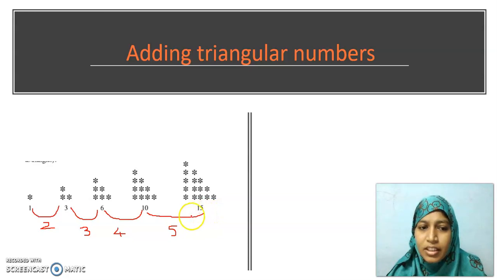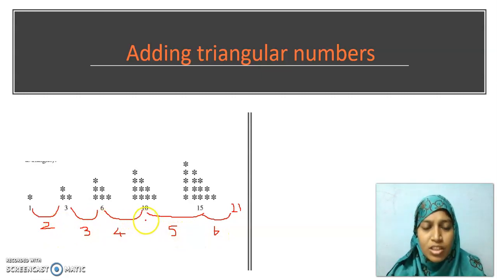Come on, guess it. Here difference is 2, here difference is 3, here difference is 4, here difference is 5. Next I will get a number if I add 6. So add 6 and tell me what will be the answer? Very good, 21. So I can keep on finding triangular numbers in this sequence. Is it clear, my dear children?